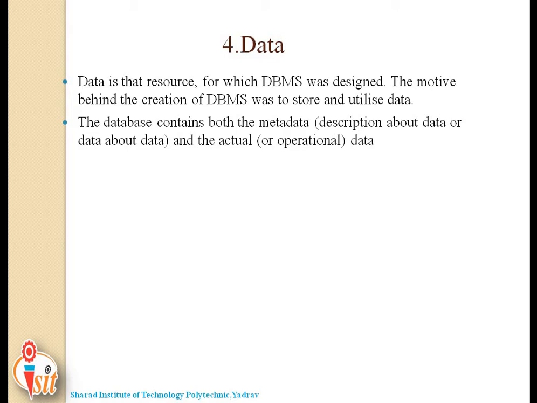The database contains both the metadata and the actual data. Then what is metadata? Metadata is data about data. This is the information stored by the database management system to better understand the data stored in it. And actual data is nothing but the operational data. The data includes different concepts like databases, and next one is business rules and controls. This is all about the data component.